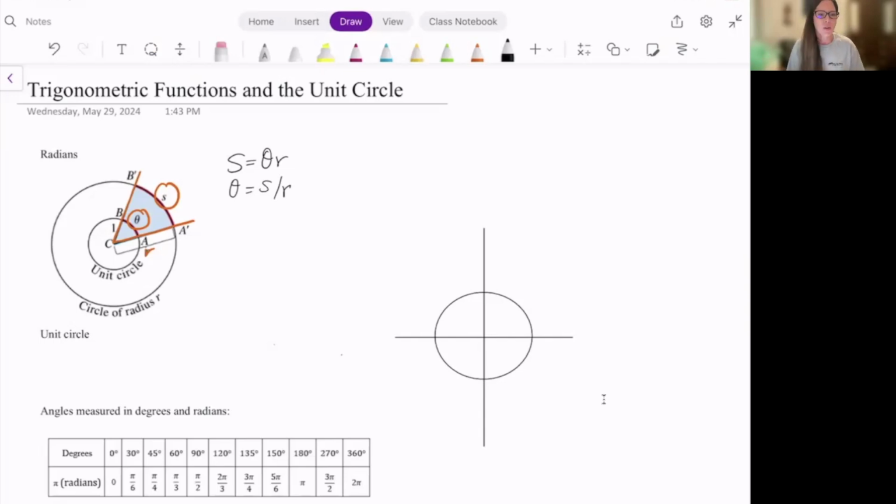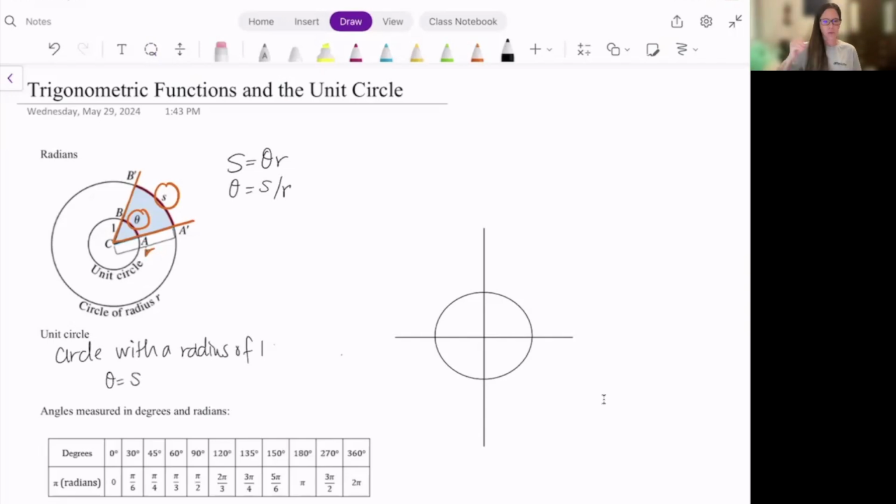When we speak about a unit circle, this is a specific circle where the radius is equal to 1. And so in the case of a unit circle, theta is just equal to the arc length.